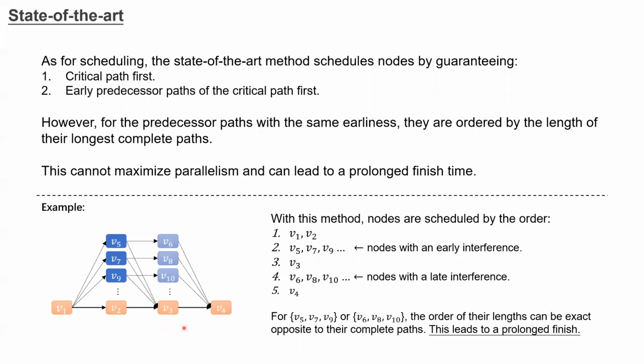So let's take this example, and with the scheduling method, the following execution order can be obtained. First, nodes 1 and 2 are scheduled to execute, followed by 5, 7, and 9. And then node 3 is executed, followed by 6, 8, and 10. For nodes 5, 7, 9, and 6, 8, and 10, the order of their lengths can be exactly opposite to their complete paths. So this cannot maximize the node parallelism and can lead to a prolonged finish time.